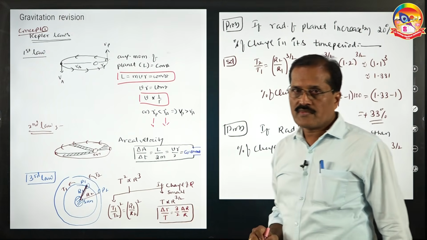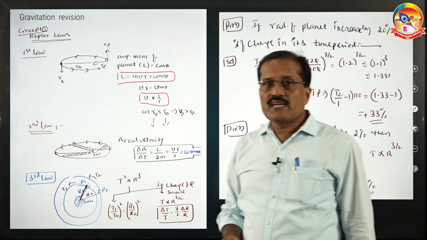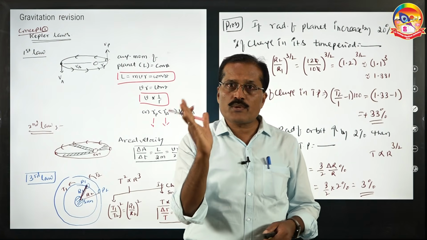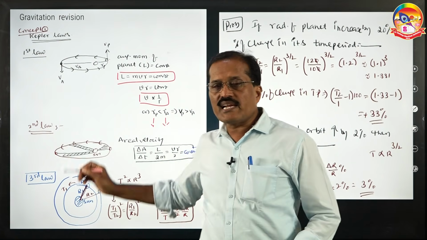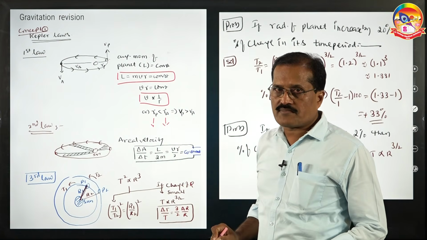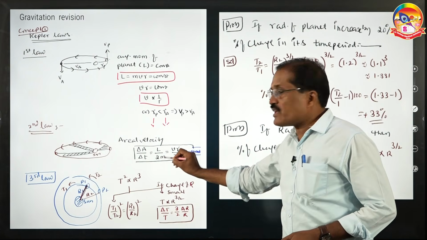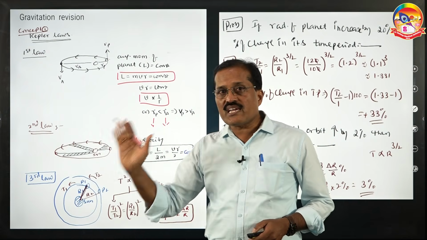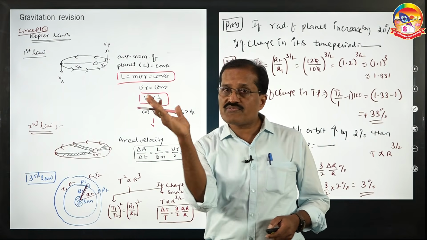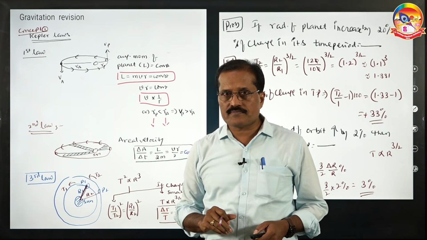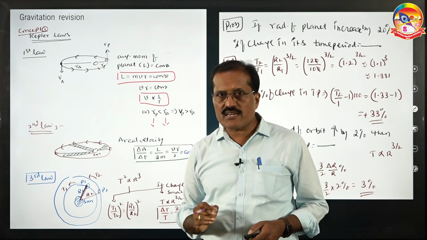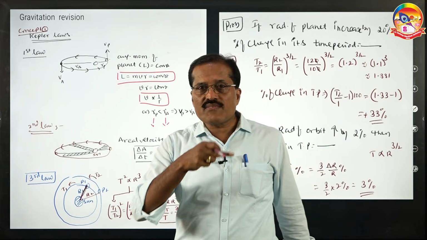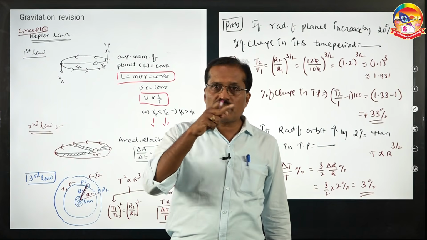This is the first law. Now, the second law says that areal velocity remains constant when the planet revolves around the sun; the area covered per unit time is always the same. Delta A by delta T is equal to L by 2m, which is always constant. The area swept by the line joining the sun and the planet covers equal areas in equal intervals of time.